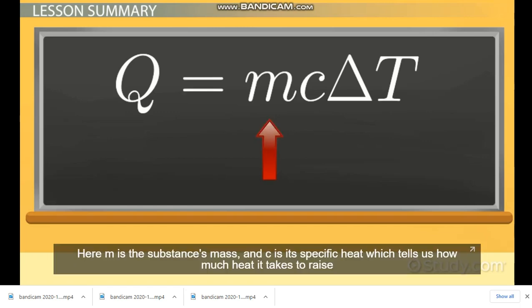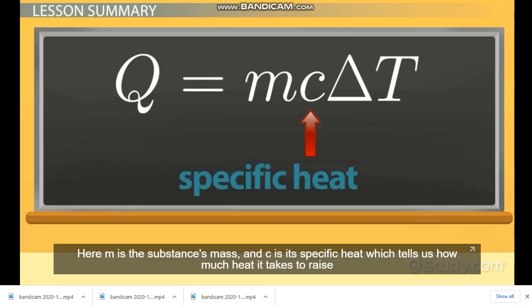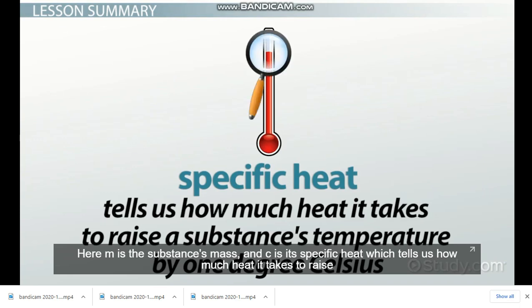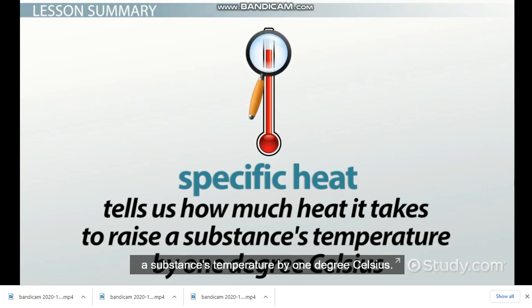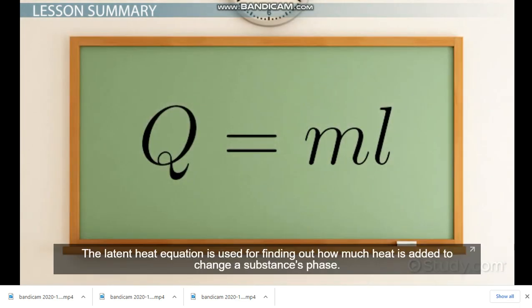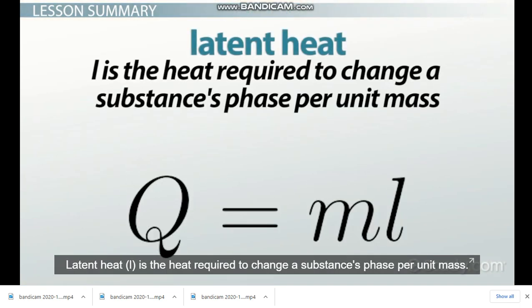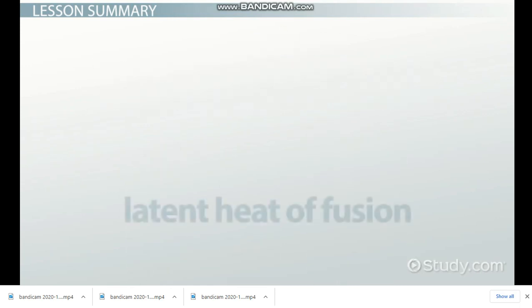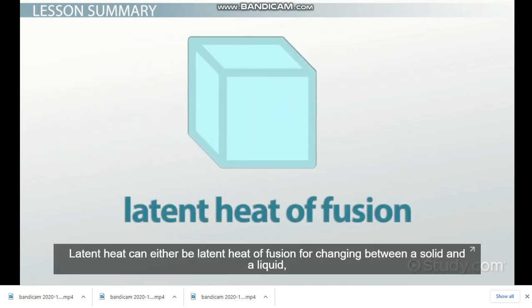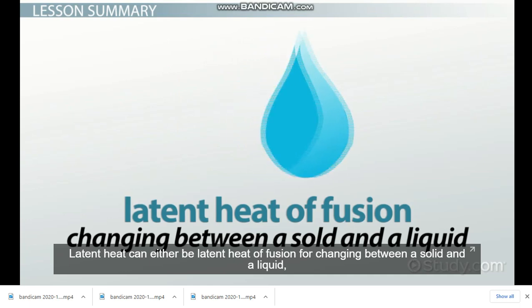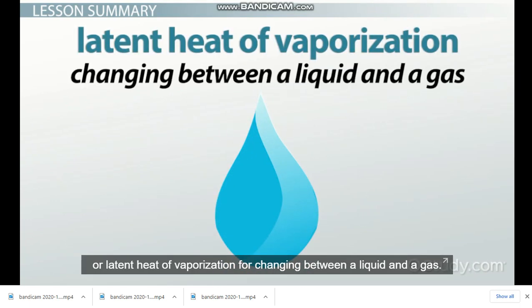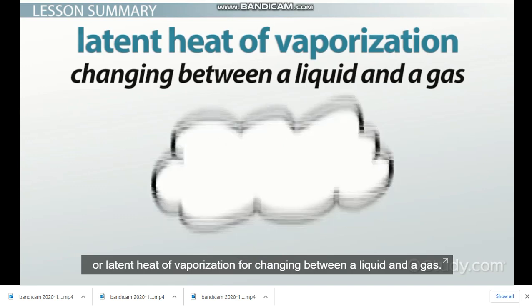Here, m is the substance's mass, and c is its specific heat, which tells us how much heat it takes to raise a substance's temperature by 1 degree Celsius. The latent heat equation is used for finding out how much heat is added to change a substance's phase, Q equals mL. Latent heat, or L, is the heat required to change a substance's phase per unit of mass. Latent heat can either be latent heat of fusion for changing between a solid and a liquid, or latent heat of vaporization for changing between a liquid and a gas.